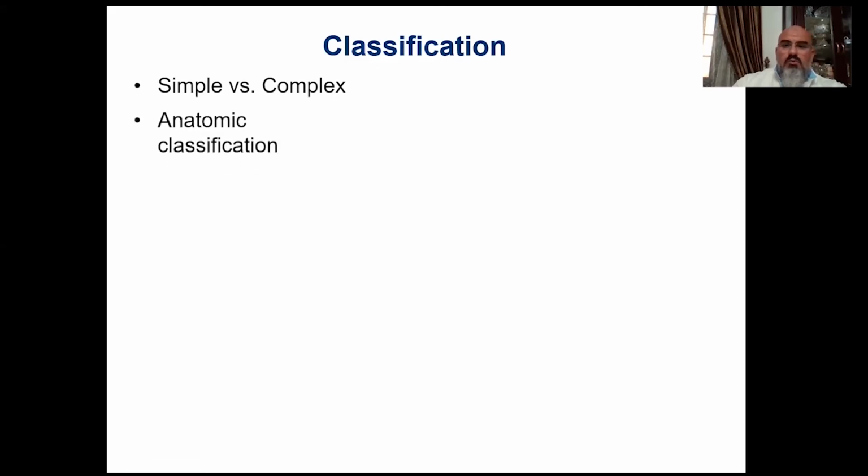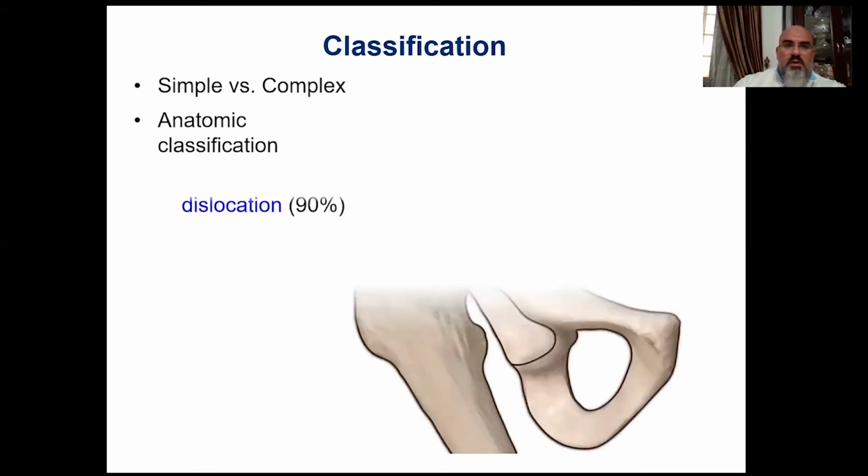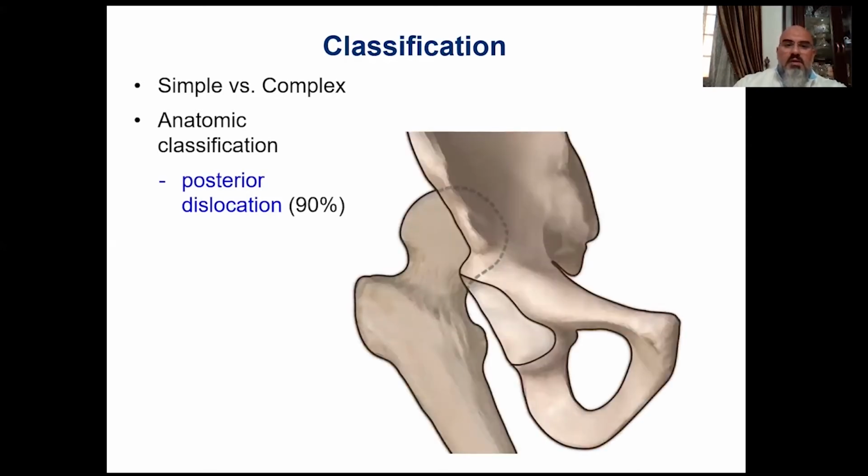Then, how to classify such an injury? The first classification is to compare between just a mere dislocation, which is a simple dislocation with no other association, or complex, associated with other fractures. Or we could classify the dislocation according to the direction of the dislocated part. The most common type is a posterior dislocation. About 90% of the dislocations of the hip are posterior.